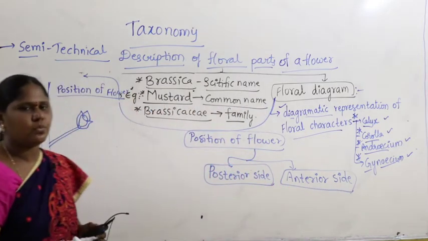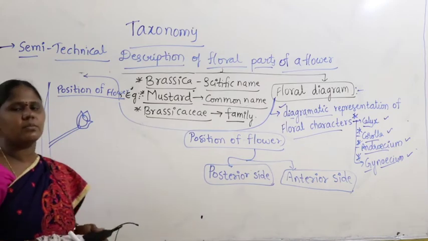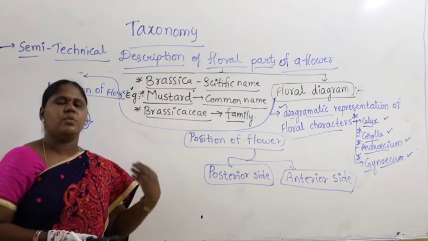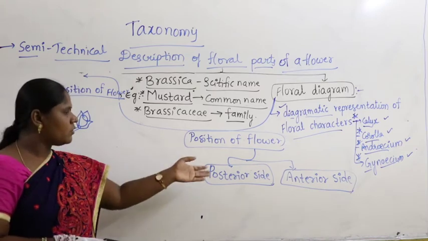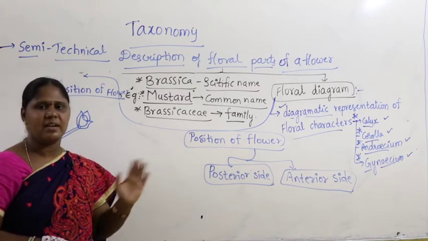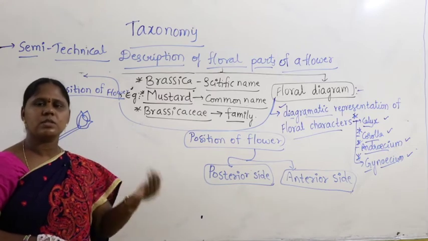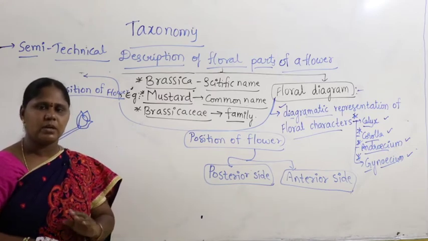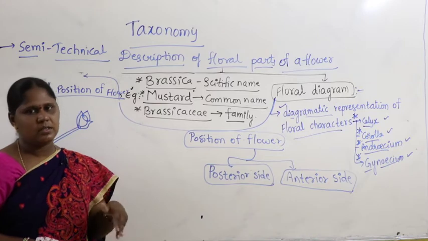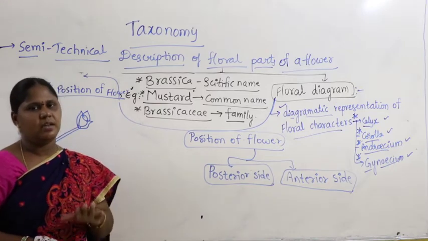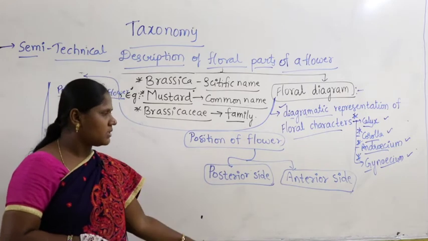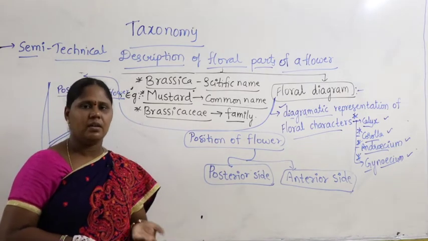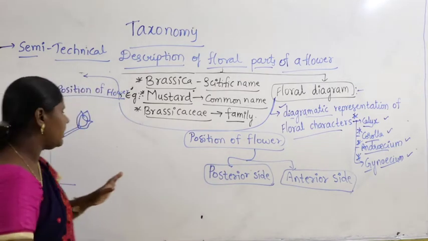For any diagram, if you take any animal or any flower or any structure, when you draw, we look for the posterior side and anterior side, or we say the dorsal side and the ventral side. Dorsal side, ventral side, posterior side, anterior side. Generally, if you take the position of the flower, we have a posterior side as well as an anterior side. So what are these posterior and anterior sides?